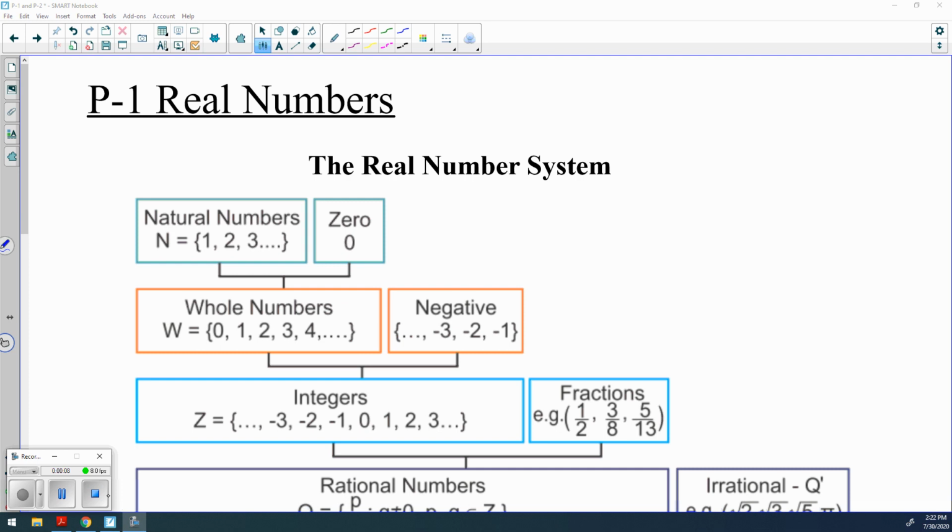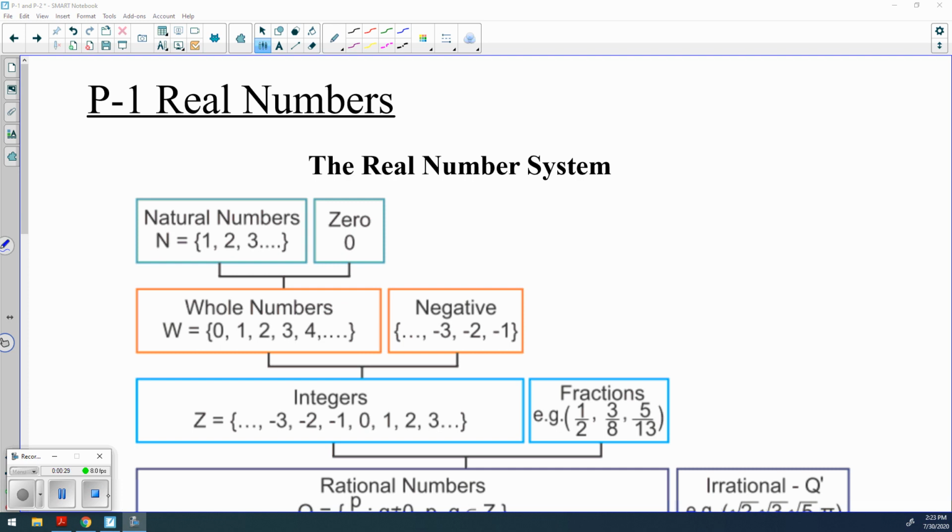The first thing we need to review to get ready for our year of learning pre-calculus is the real number system. So remember, a number is either real or imaginary. If it's imaginary, it's going to be in the form of a plus bi. i is the value of the square root of -1. We'll talk about that here in a minute. If it's not an imaginary number, of course, it's a real number.